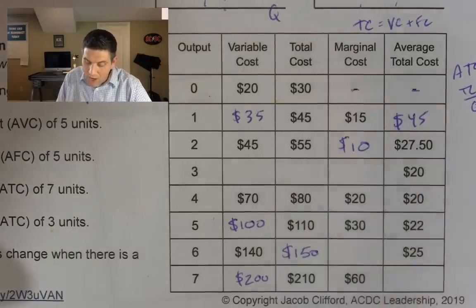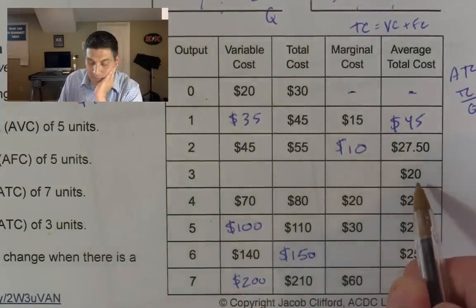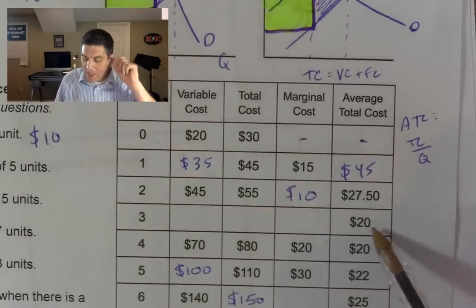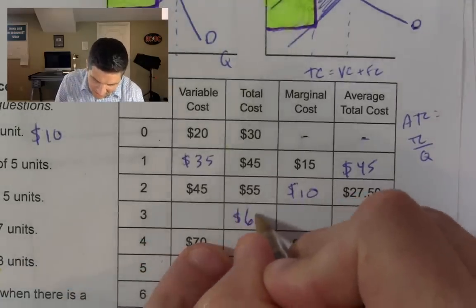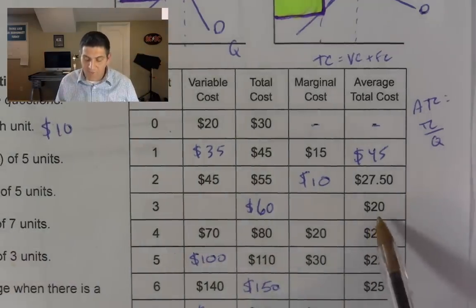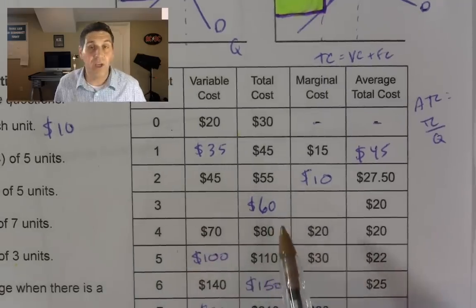We can get this one. If the average total cost is 20, and that equation is right here, and the AP test does ask tricky questions like this, if the average total cost is 20, the output is 3. That means this total cost must be 60. There it is. It has to be. Again, if the average total cost is 20 and you're producing 3 units, then 3 units times 20 must be the total cost, which is 60.